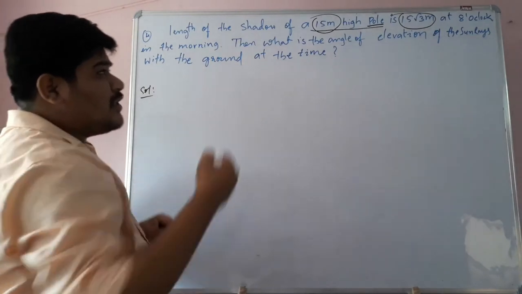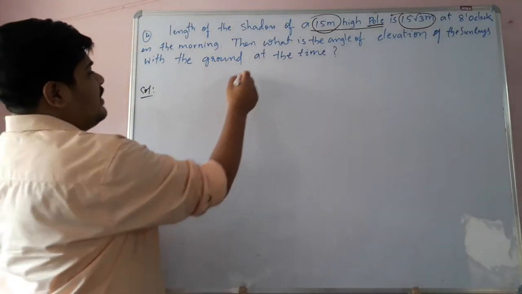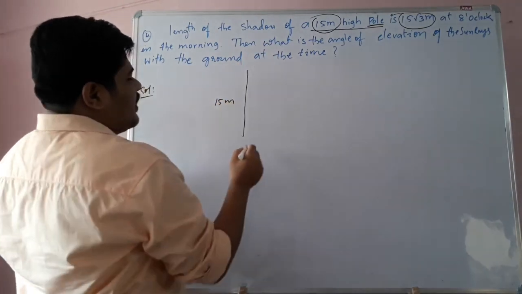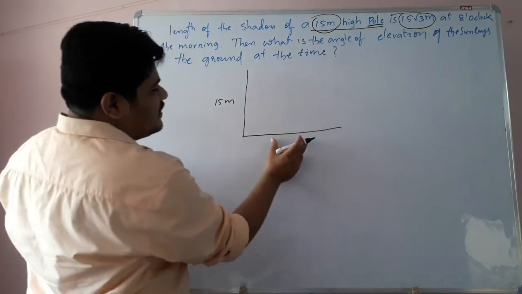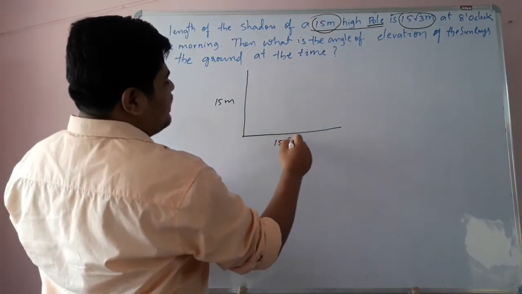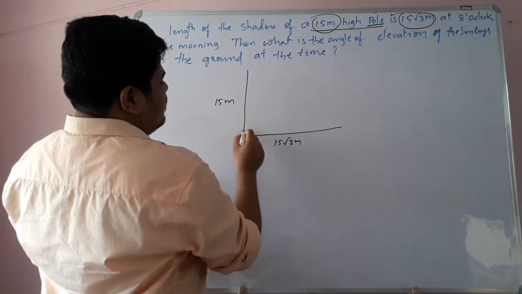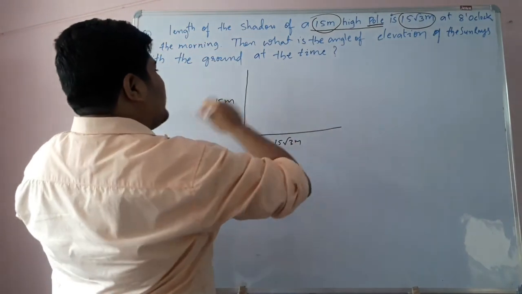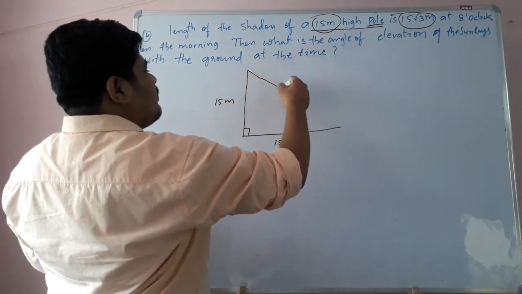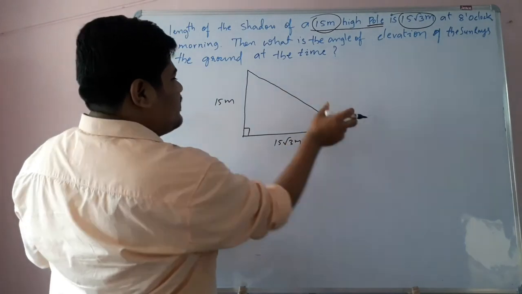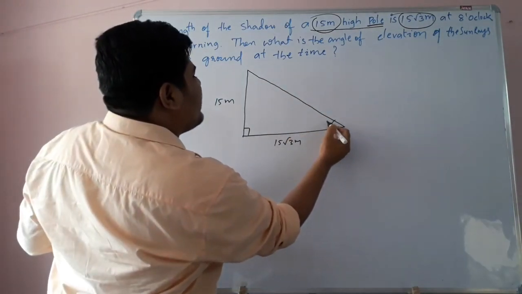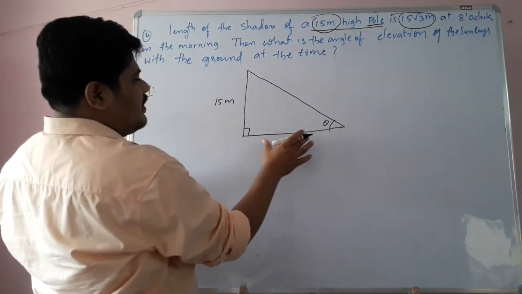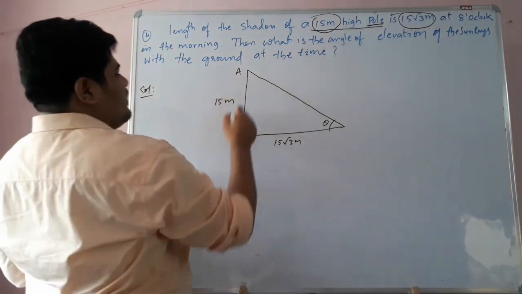Suppose students, according to the problem, I want to draw a diagram here. See, this is the pole and its height is given as 15 meters. And the shadow will be like this, and the shadow is 15√3 meters. This is 90 degrees, and the sun rays will be slanting. At 8 o'clock, those rays will come like this. These are the sun rays, and they are making angle theta with the base.